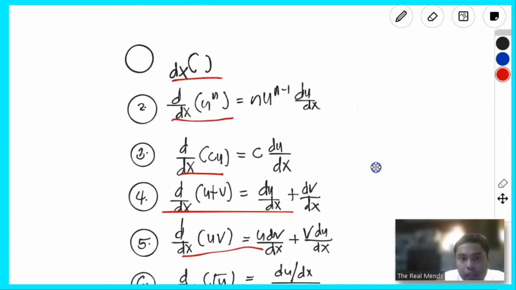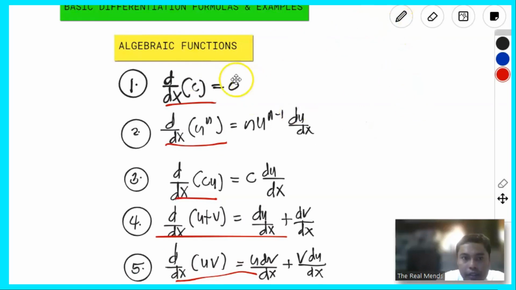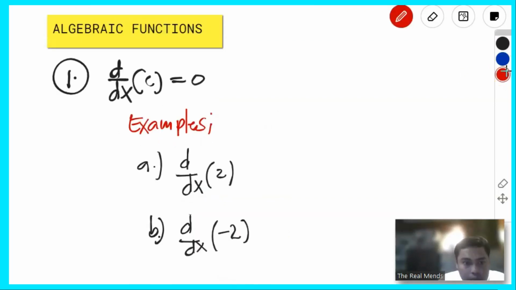Okay, so let's start with the algebraic functions. Formula number 1 is d over dx of the quantity c is equal to 0. We have a problem: get the derivative of 2 with respect to x, and then get the derivative of negative 2 with respect to x. If we need to get the derivative of a constant, c here is the constant. So whatever the value is, if it is constant, the derivative is equal to 0.